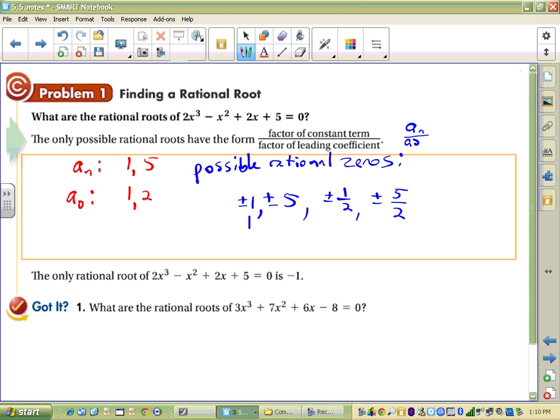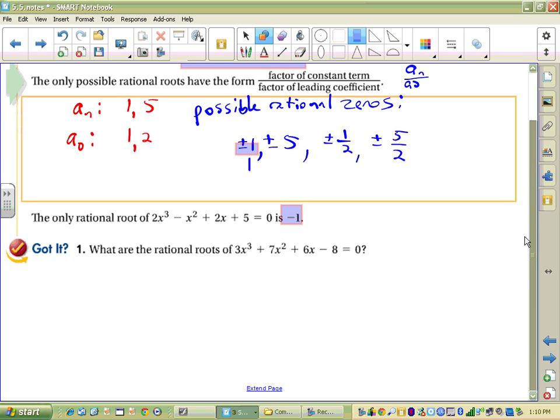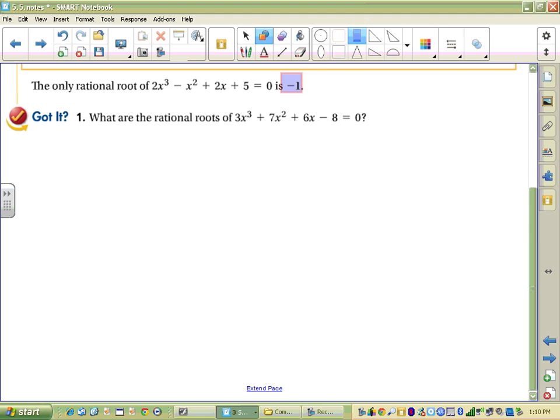Now they go on to tell us that if we looked at this cubic function, it only has one zero, negative 1, but it is in that list. Just because they're possible doesn't mean they're going to be a zero. It just means if it factored, those would be potential factors. Okay. So let's try one more.